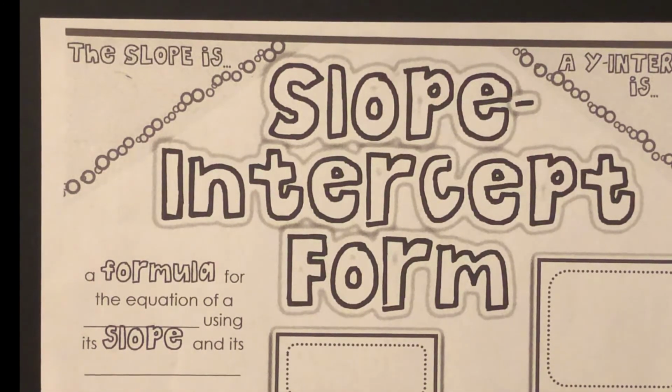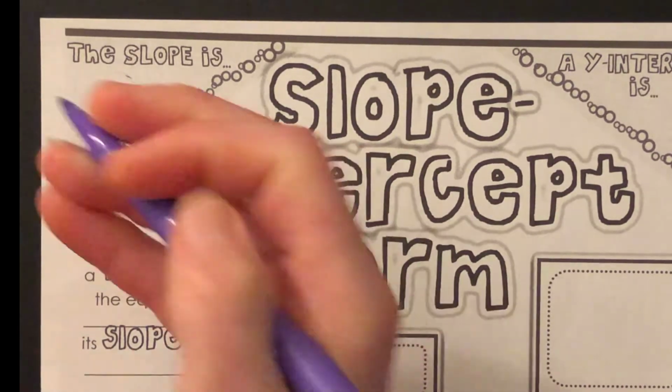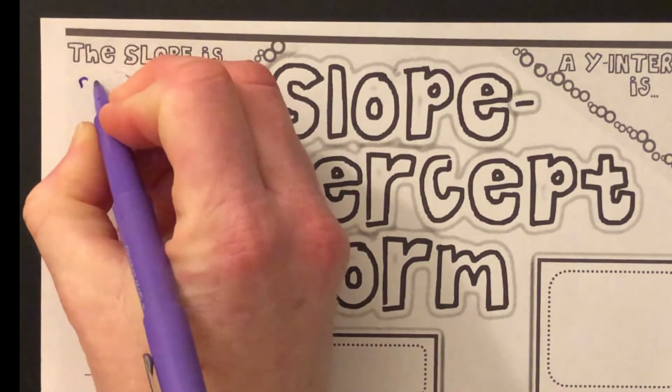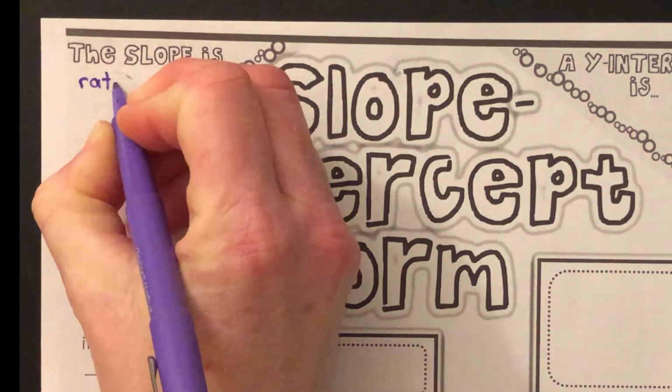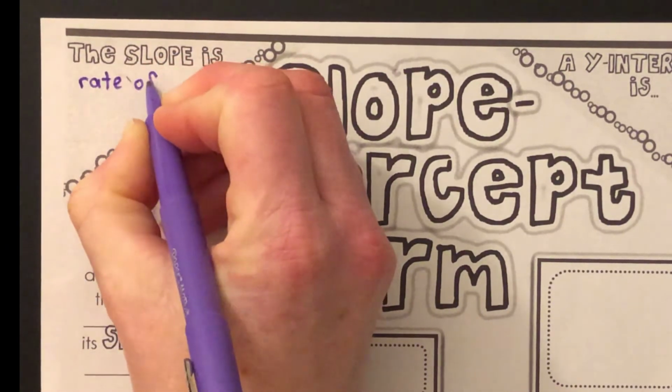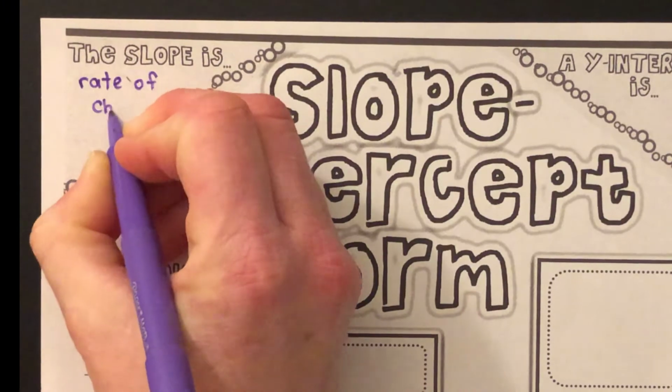But that's what you see. But what a slope actually is, it's the rate of change. I'm going to write this down. The rate of change.